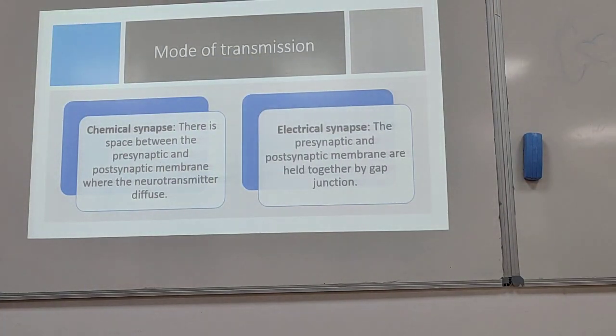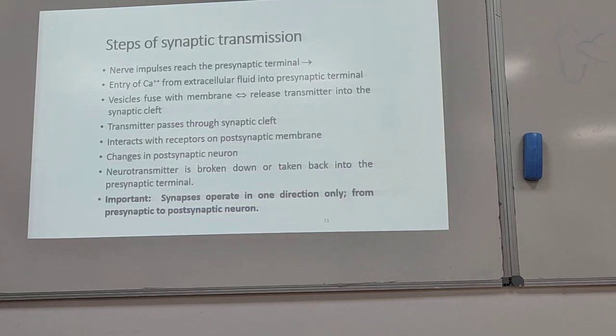Now, why I left the last line, I am going back now. The chemical synapse is this one which I have discussed with you, because it is using a chemical called neurotransmitter. So synapses operate only in one direction, that is from the presynaptic neuron to the postsynaptic neuron. They cannot go in the reverse.